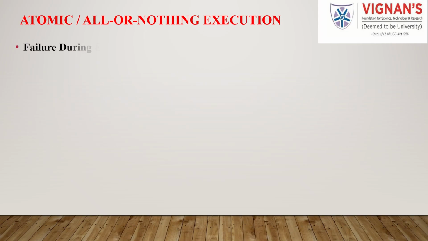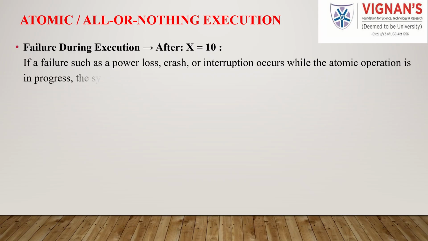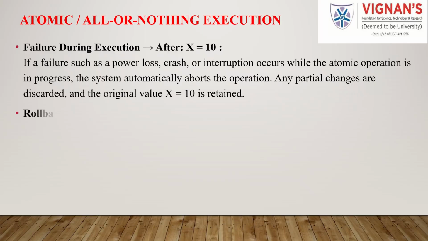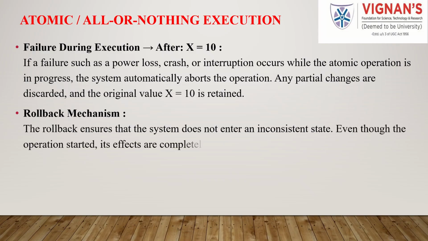Failure during execution, after: x equals 10. If a failure such as a power loss, system crash, or interruption occurs while the atomic operation is in progress, the system automatically aborts the operation. Any partial changes are discarded, and the original value of x remains unchanged at 10. Rollback mechanism. The rollback mechanism ensures that the system does not enter an inconsistent state. Even though the operation may have started, all its effects are completely undone, preserving data correctness and system stability.